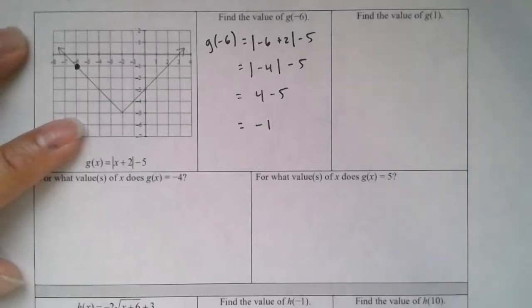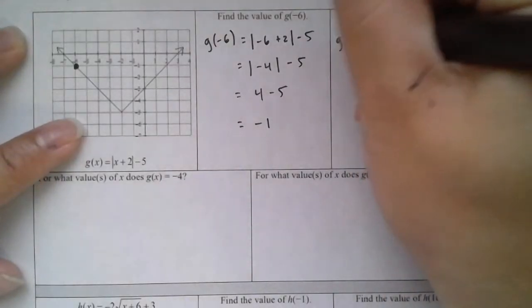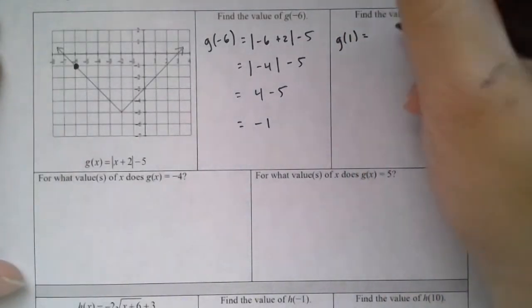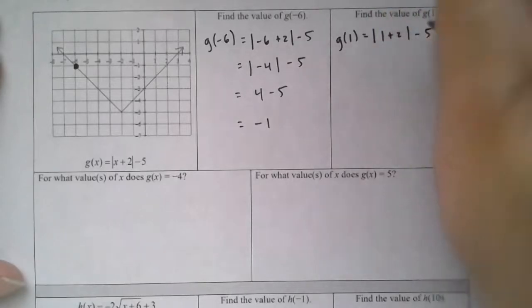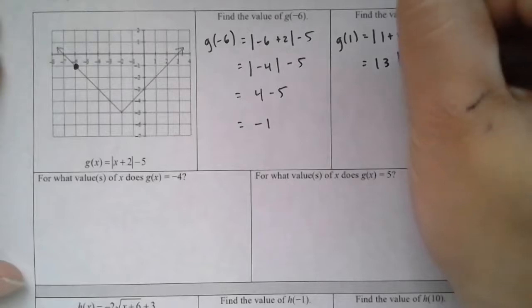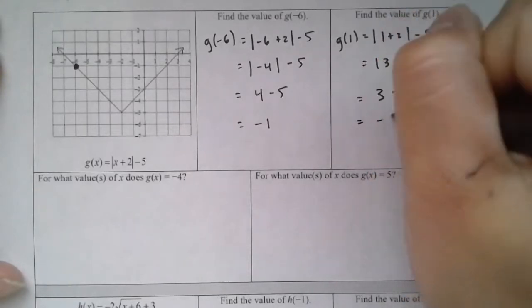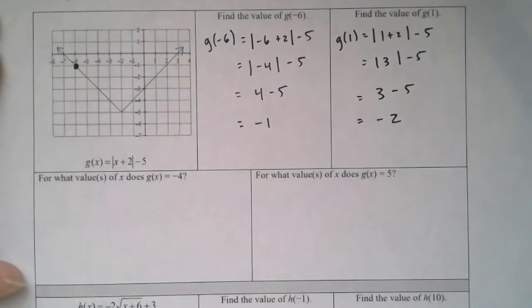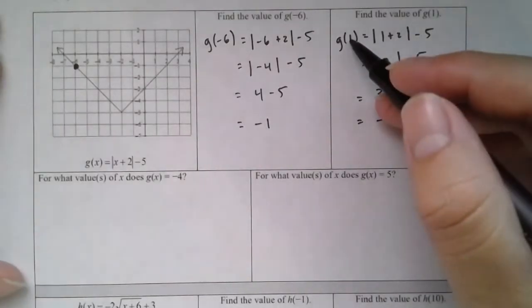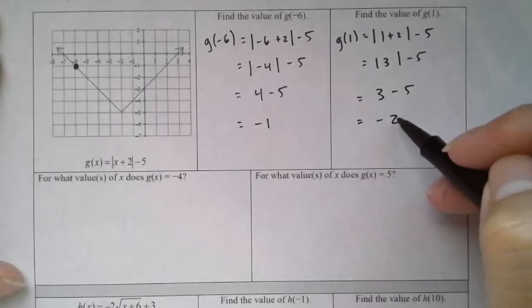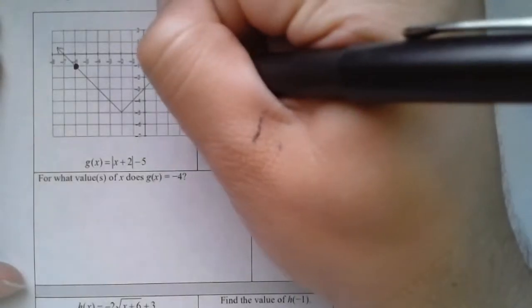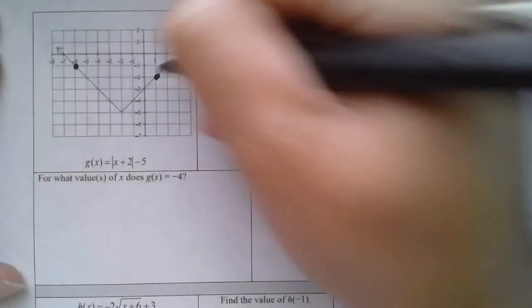The next one is g of 1, same thing, just plug in. So I have the absolute value of 1 plus 2, minus 5. I get the absolute value of 3 minus 5, which is 3 minus 5, which is -2. So again, this is a point on the graph. So when x is equal to 1, y should be -2, and it is. Here's a point on the graph.